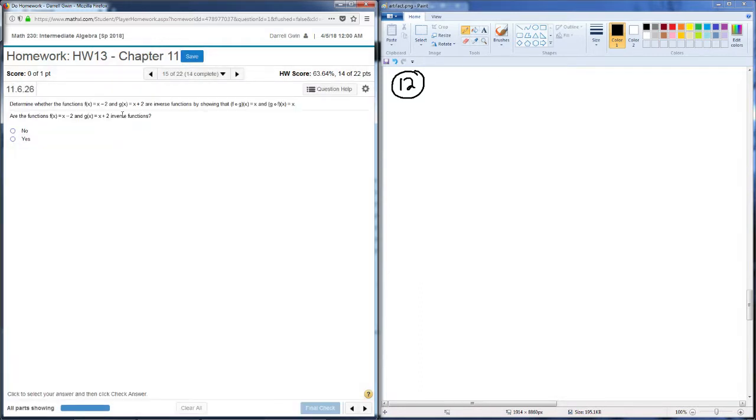Right, determine whether these two are one-to-one functions. I'm going to say yes, but let's do the test. So this is number 15. Let's see, 12, 13, 14, and now we're on number 15. Okay, so if f of g and g of f are equal to x, which it says right here, then they are one-to-one functions.